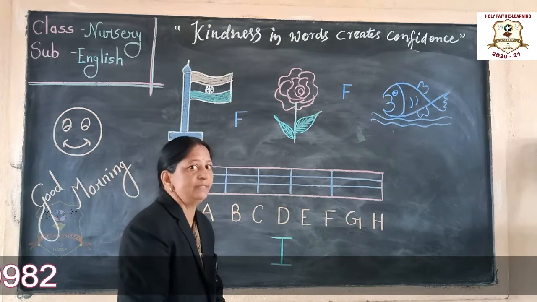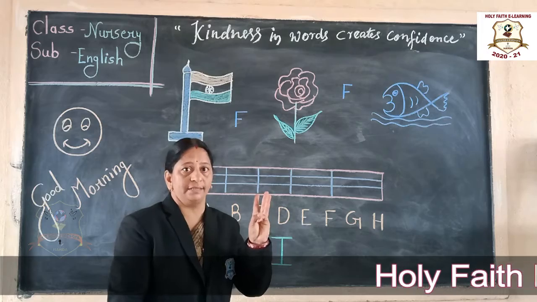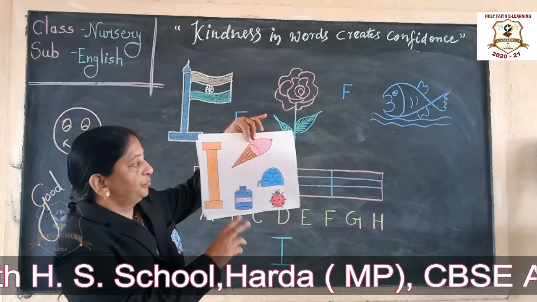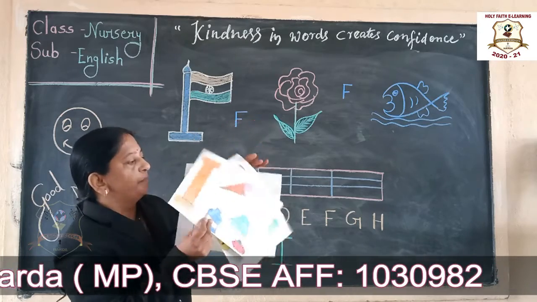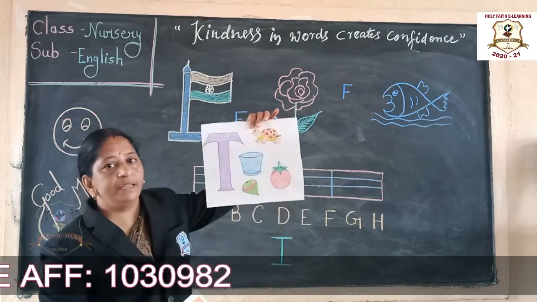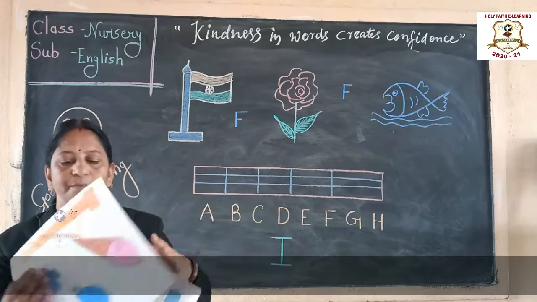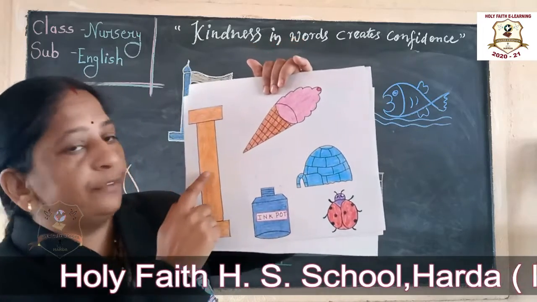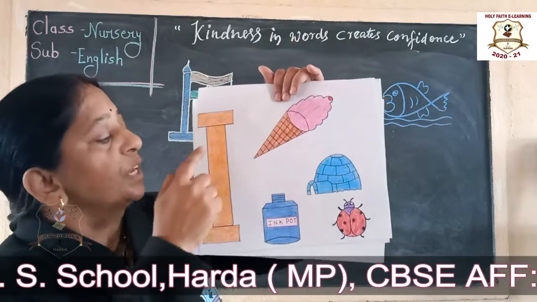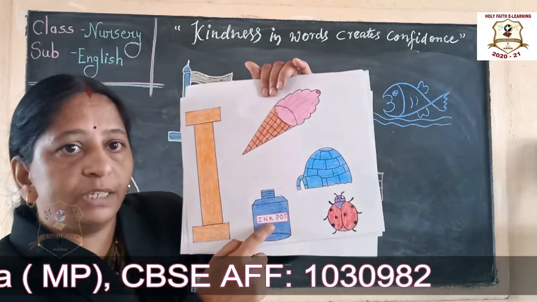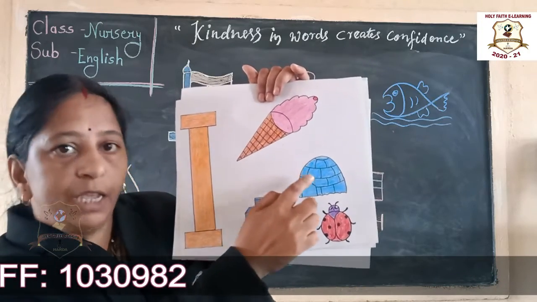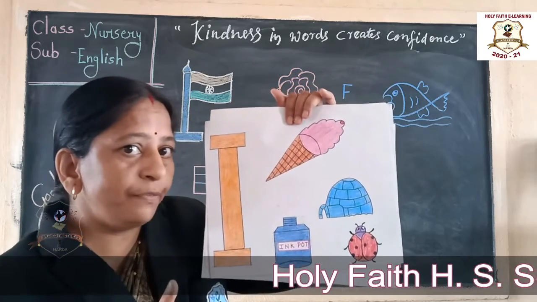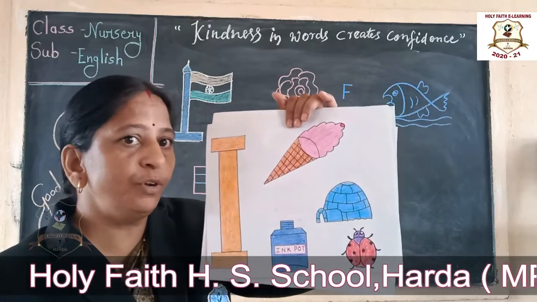In previous classes, we have learned three letters in our writing part: I, L, and T. You know na about these letters? Look here. Which letter is this? I. I for ice cream. I for ink pot. I for igloo. I for insect. And what is the sound of I? E.